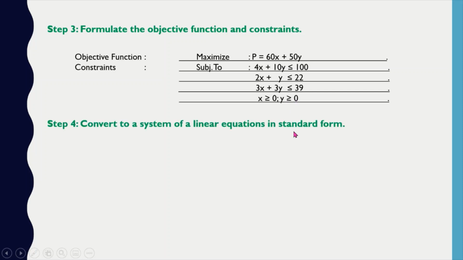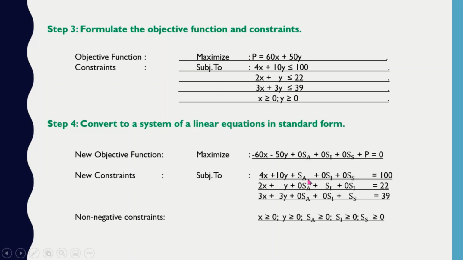So we have here our step 4 now. Out of the given equations from our objective function and constraints, we're going to have our new objective function and constraints in standard form from our linear equations. So the standard form will be like this. Here is our new objective function. We're going to align all the data for x, for y, and of course we have three constraints here: our assembly, our inspection, and our storage space.